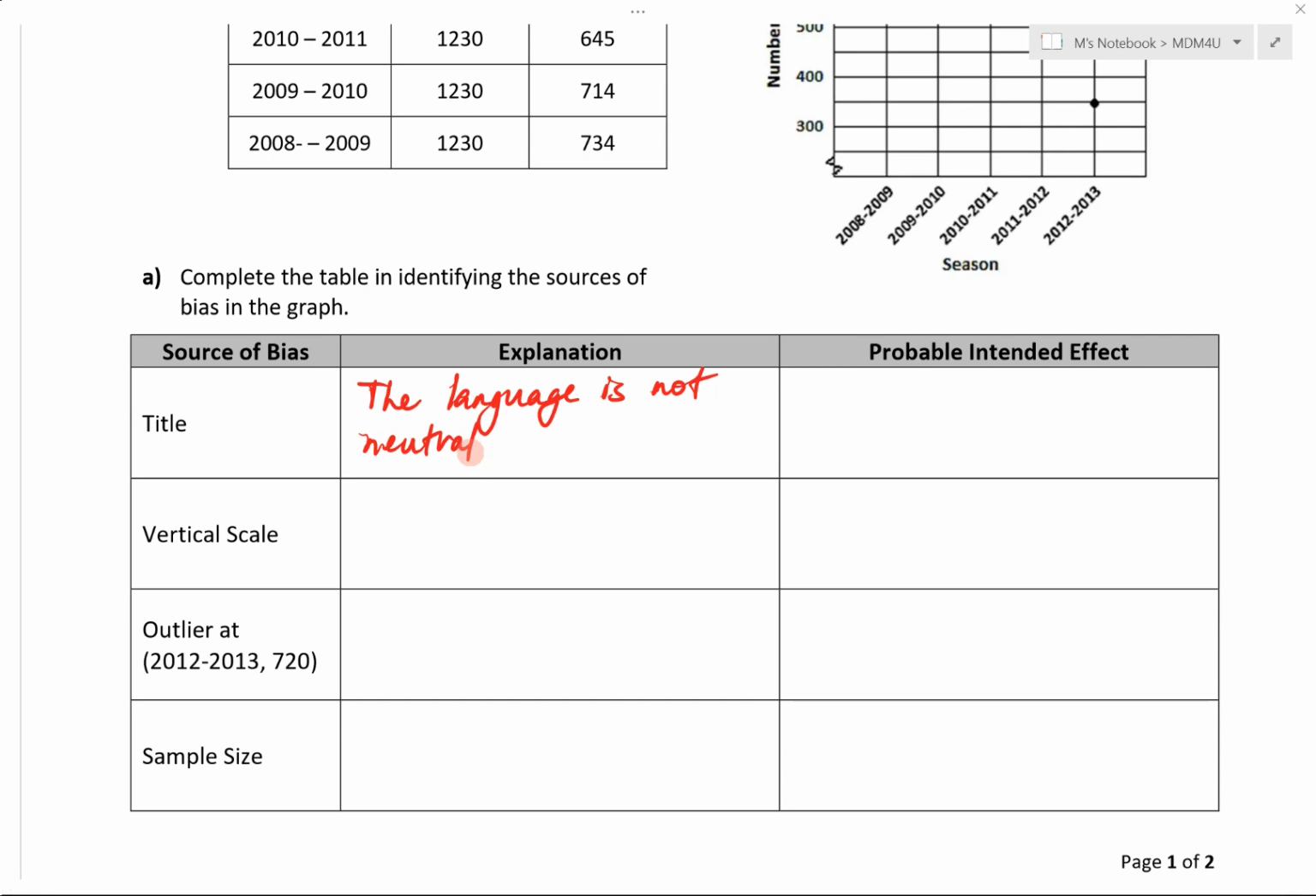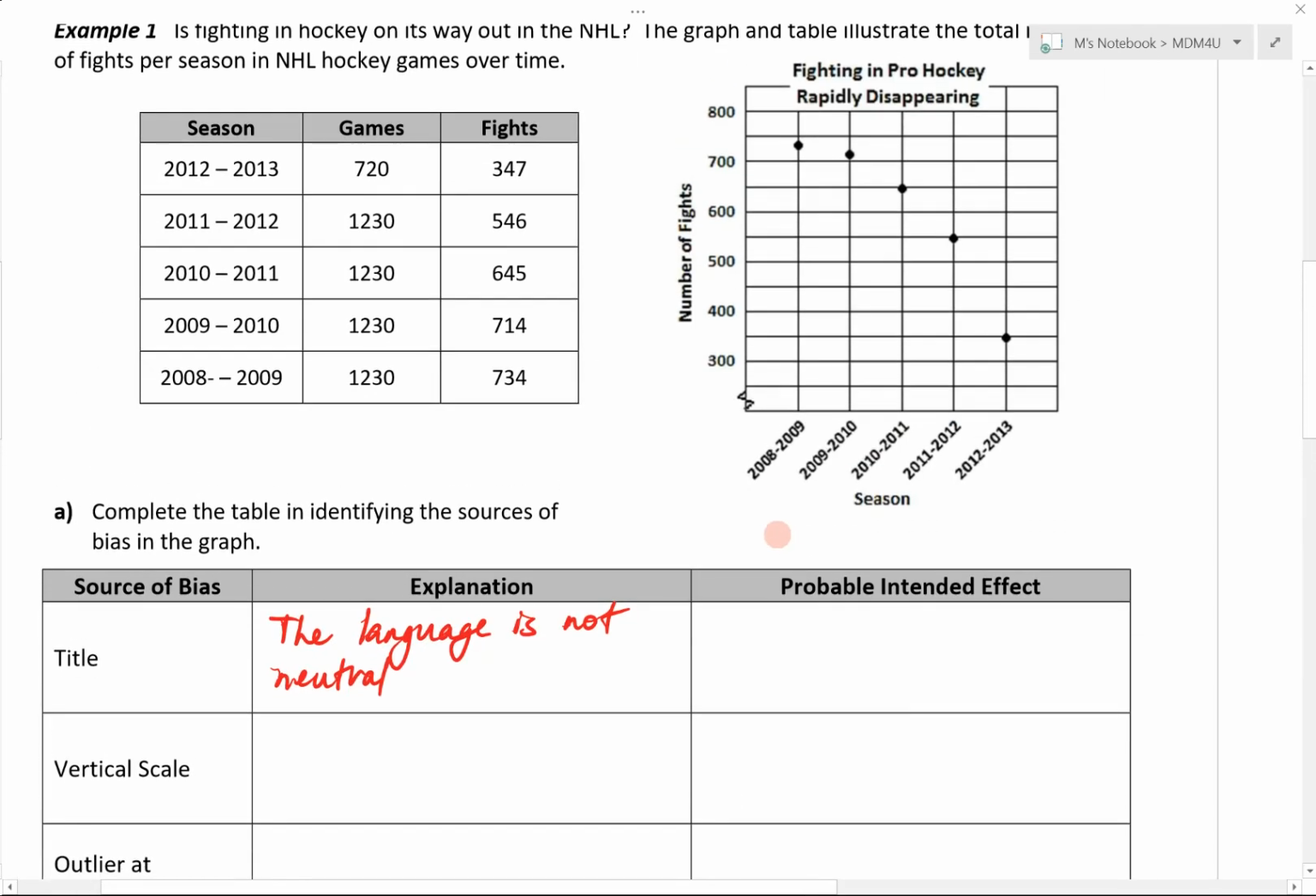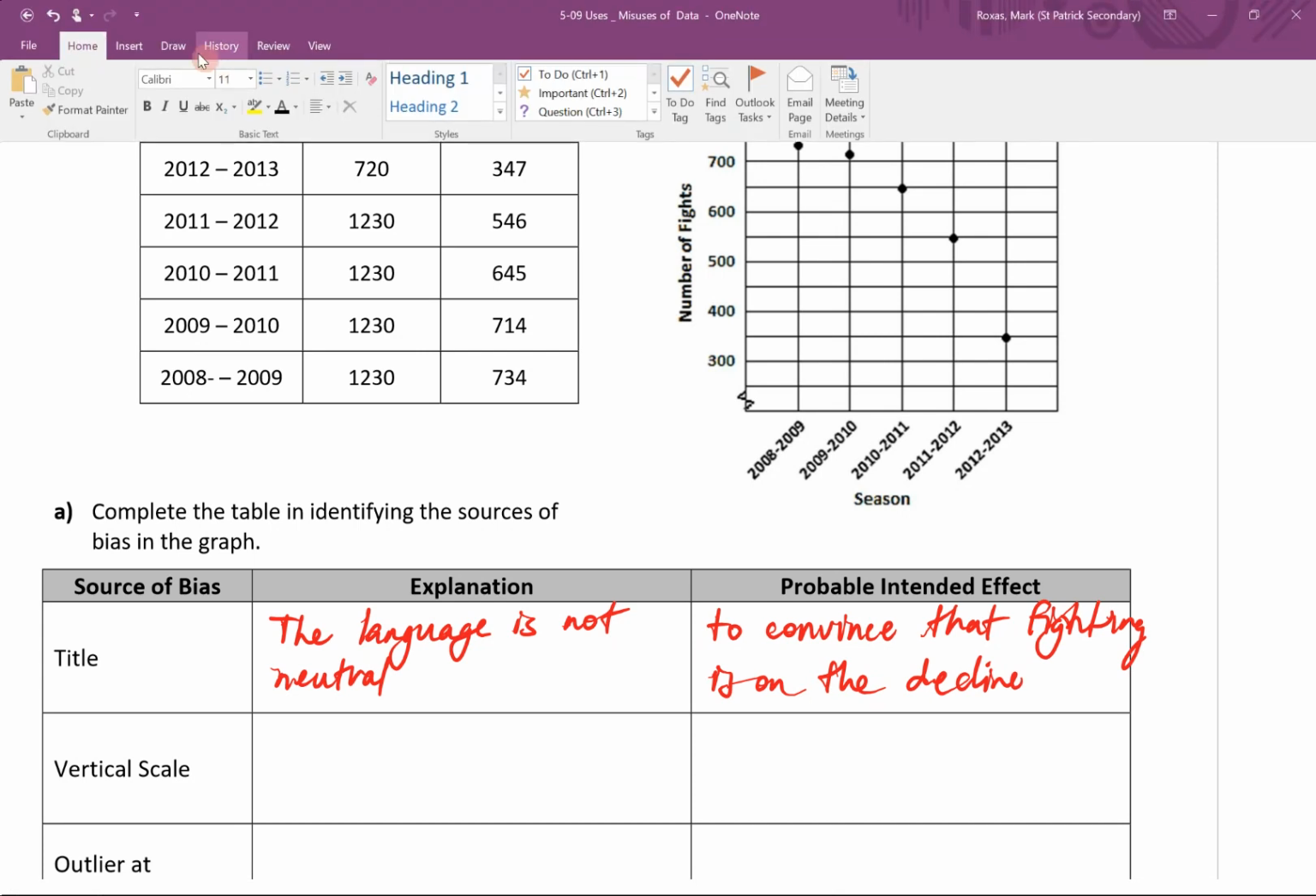So what would the intended effect be? Well, you're trying to perhaps prove to people that fighting is on the decline. So the sport might be safer than what other people are claiming it to be. So the intended effect would be to convince people that fighting is on the decline.